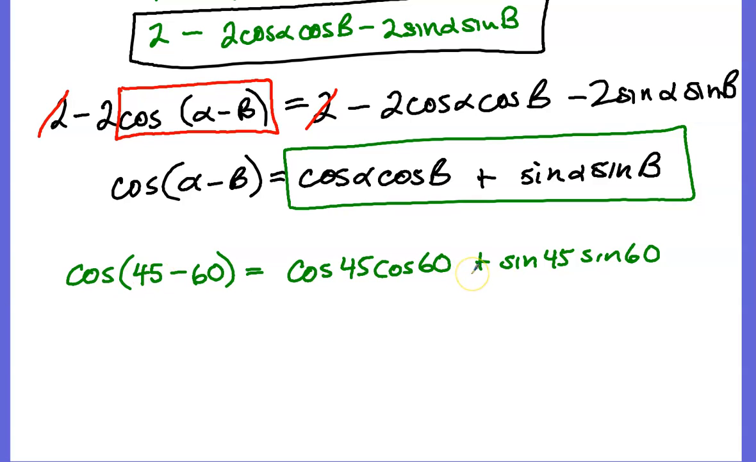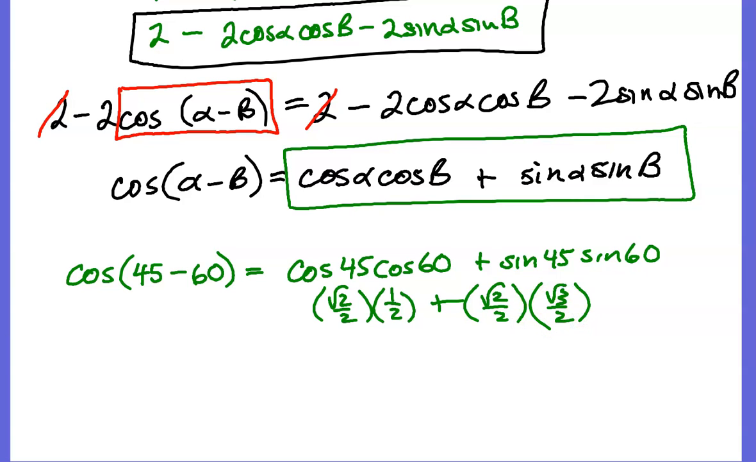And here we've got the same. Okay, so then you could go back and do it. You know the cos of 45, root 2 over 2. You know the cos of 60, 1/2. You know the sine of 45, root 2 over 2, and you know the sine of 60, root 3 over 2. So then you can simplify.